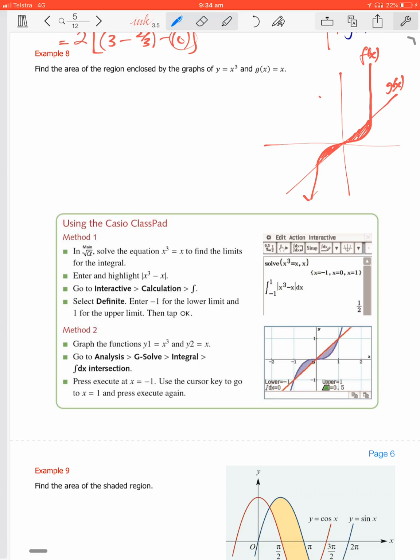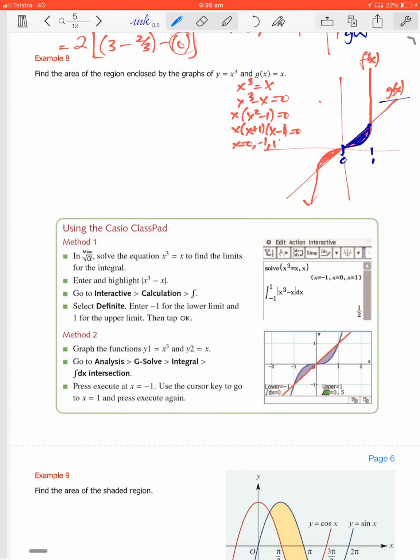We've got to find where they intersect first. So x cubed equals x, x cubed minus x equals 0, x squared minus 1 equals 0, x plus 1, x minus 1 equals 0, so x equals 0, -1, 1. Which graph is higher on the domain? Well, g of x minus f of x, and of course this value here is 0, this value here is 1. So let's integrate between 0 and 1, g of x minus f of x, and times it by 2.